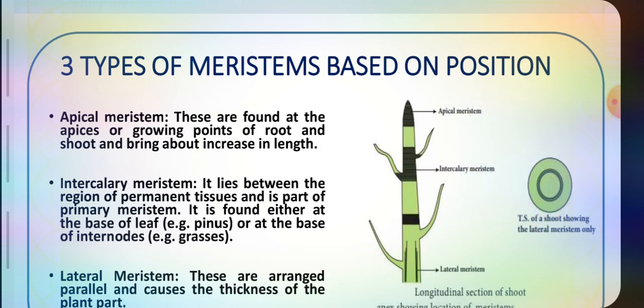And the third type of meristem is called lateral meristems. Where are they found? See on the diagram, they are found parallelly on the sides, sidewards. And these lateral meristems help in the growth of the thickness of the plant, the width of the plant.